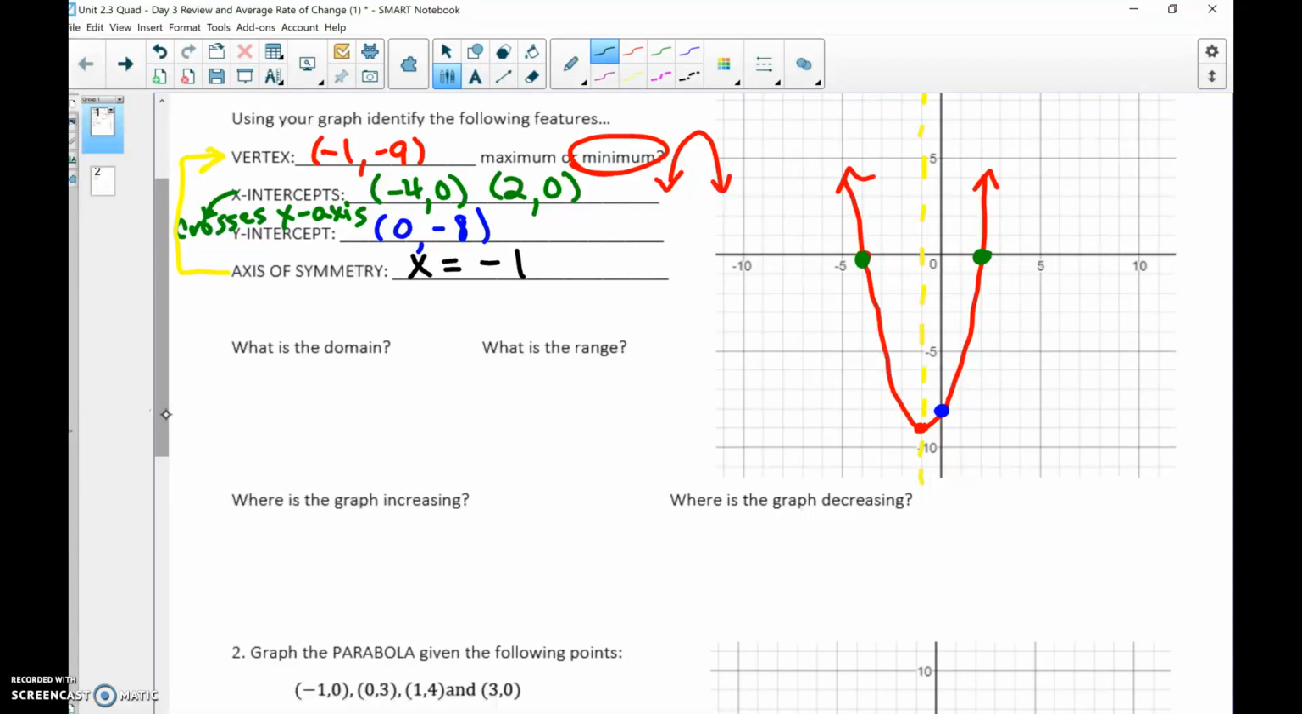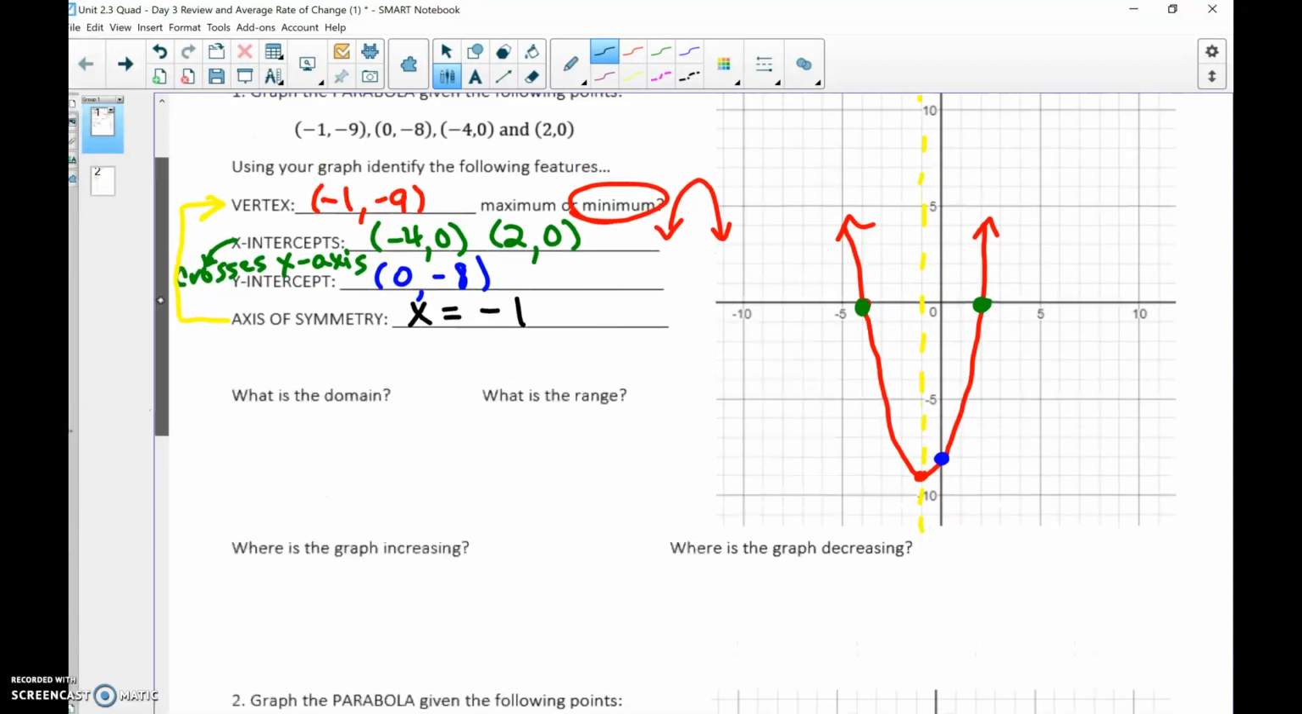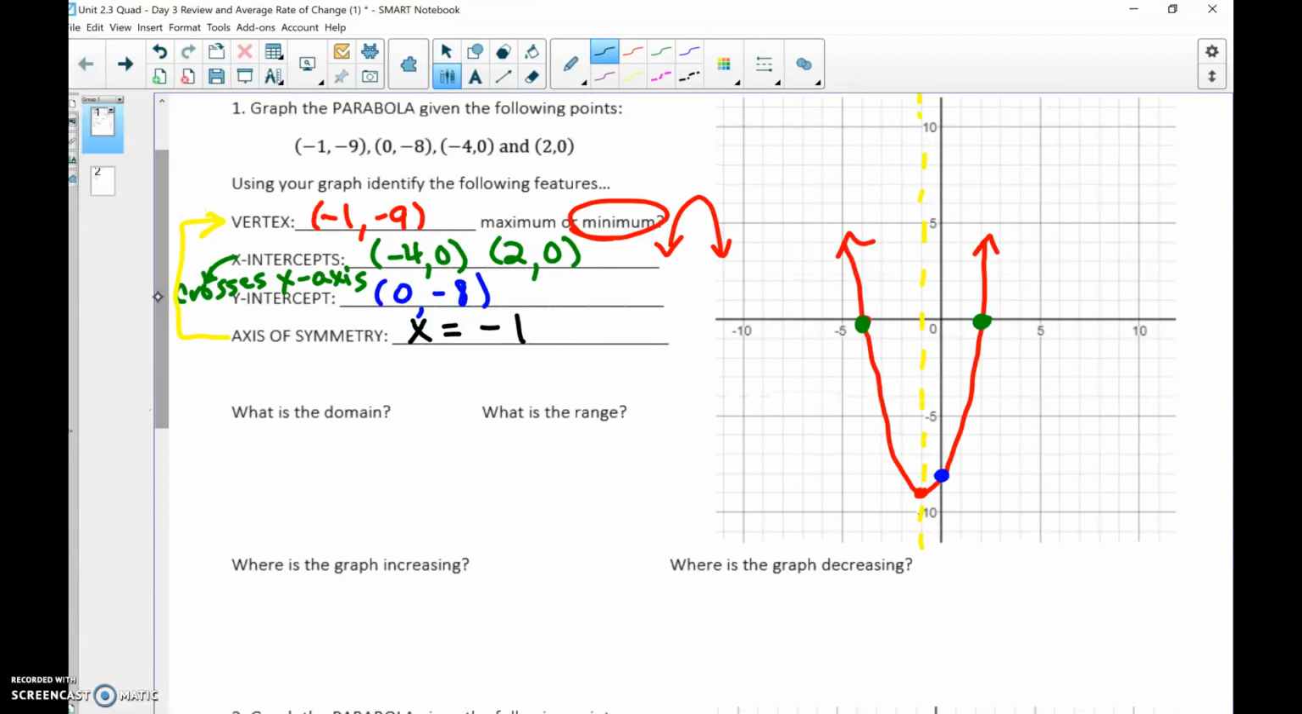We've then got domain and range. Now this is where it gets a little bit trickier. We haven't talked about those in a while, so it might be new for you. Domain you can think of as the left and right side of the graph, and we use these bars to kind of help us remember.